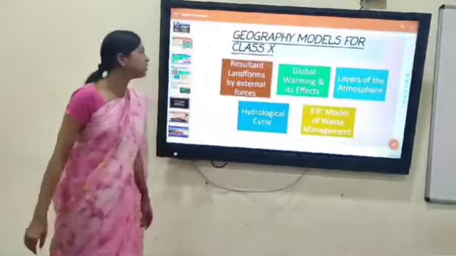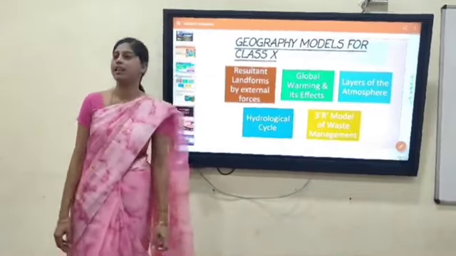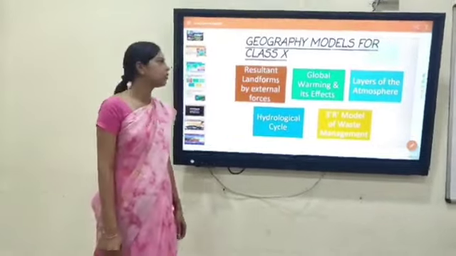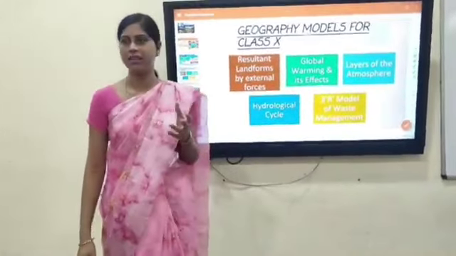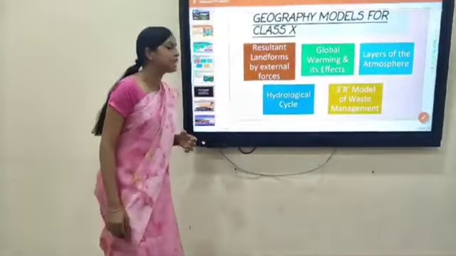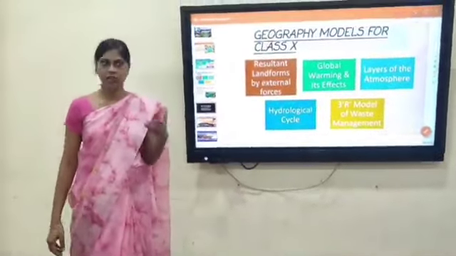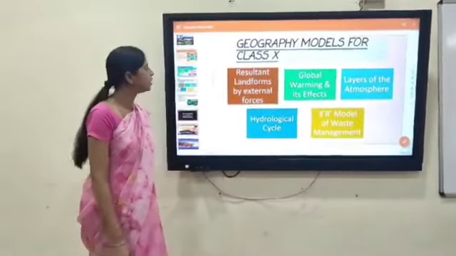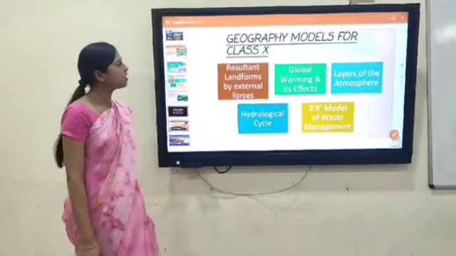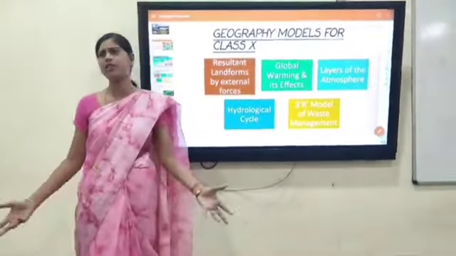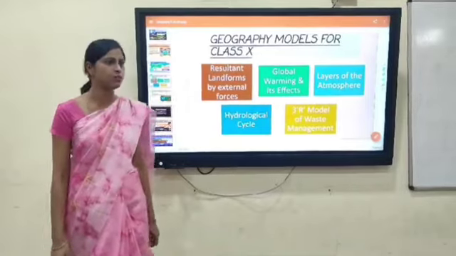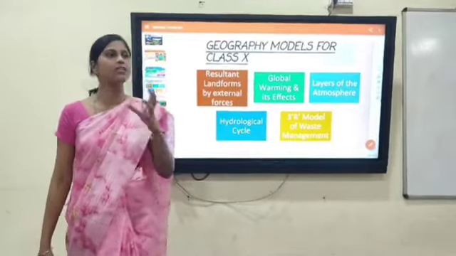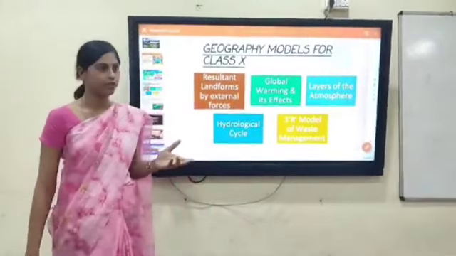Then the third one, what models can be included for class 10. As we are talking about the secondary section, it basically includes class 9 and 10, though we are talking about some models which integrate from class 7 and 8 also. So these are the topics which can be introduced for model making. The first one is from the first chapter of our class 10, the resultant landform by external forces. Another one, global warming and its effect, which so many things can be done, as we have done in the science exhibition also. The topic was climatic change, the main cause of which was global warming. The limits of greenhouse gases.